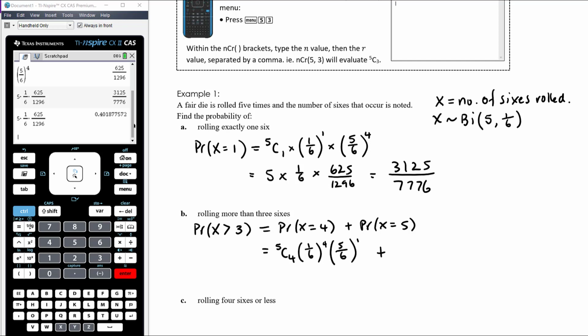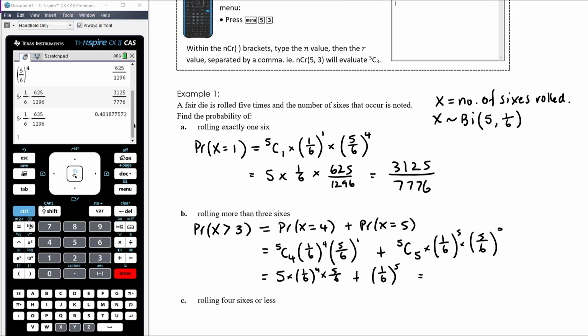And then the probability that x equals 5 is going to be 5 choose 5, which is 1, times 1/6 to the power of 5, and times 5/6 to the power of 0, which is 1. So it's really only this. Okay. All right, so we can type that into our calculator. 5 choose 4, if we want to do a bit of simplifying ourselves, is the same as 5 choose 1, which is 5. And then this is times 1/6 to the power of 4 and times 5/6. And then this is just 1/6 to the power of 5, because that's 1 and that's 1.